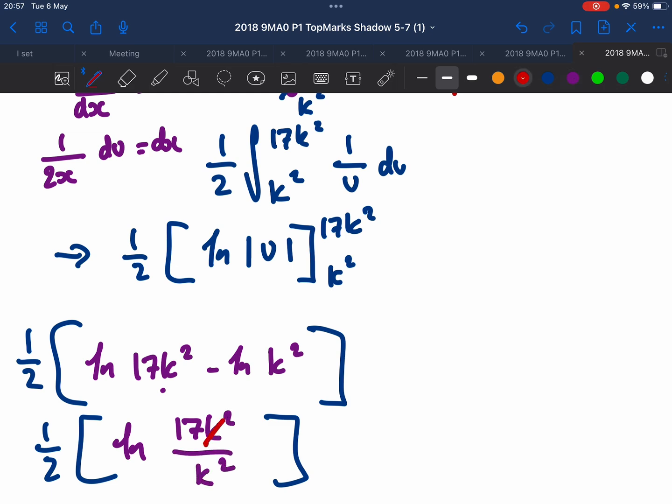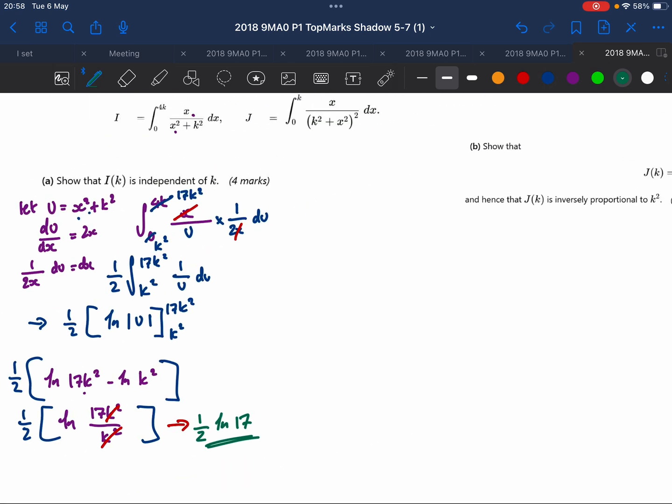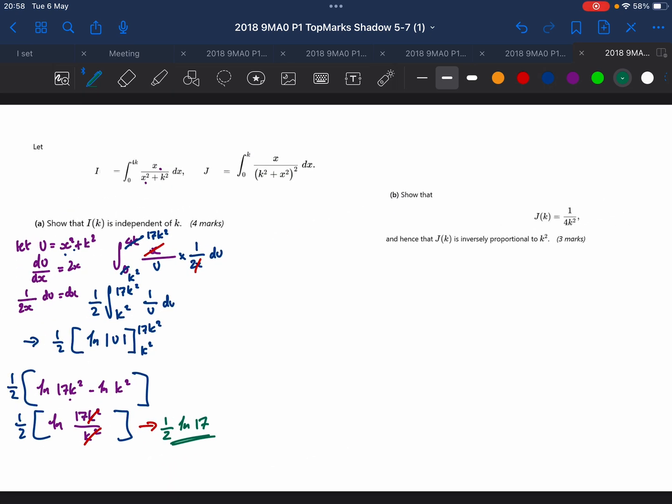And this is the moment at which we can say that it doesn't matter what the k is. In this situation, you end up with your final answer of a half the natural log of 17. So when it says that it's independent, it just means that it doesn't matter. You can see that it doesn't matter if it's not in the final answer. That would be a good justification for it not mattering.